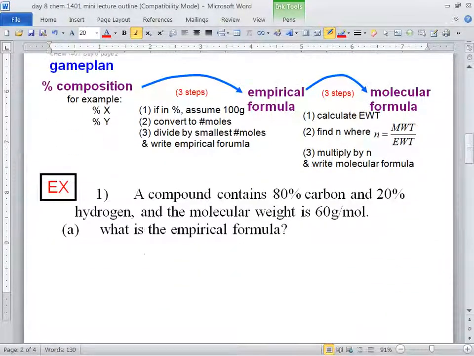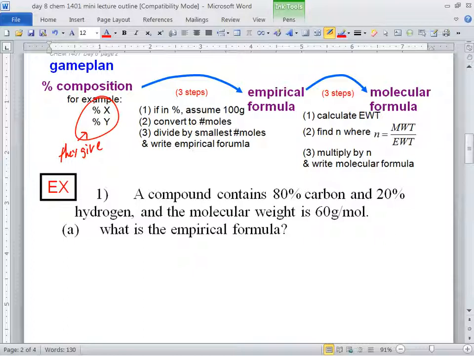We need a game plan, though. I changed this morning from what's in your notes, but it's essentially the same idea. They'll give us this percent composition. Then we're going to do 3 steps. You just have to remember the 3 steps, what to do.